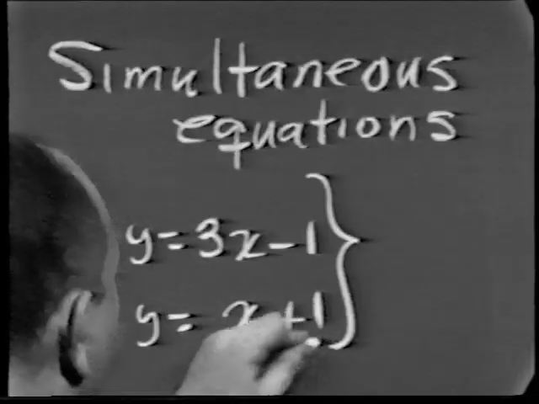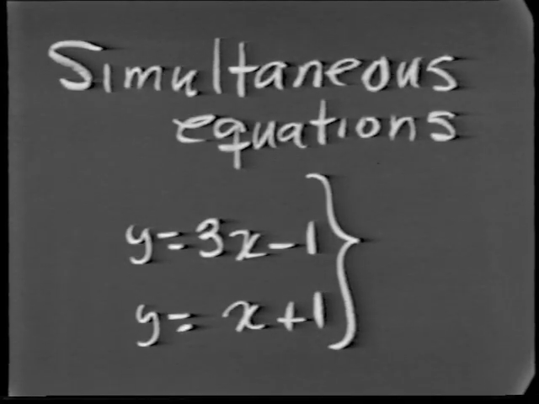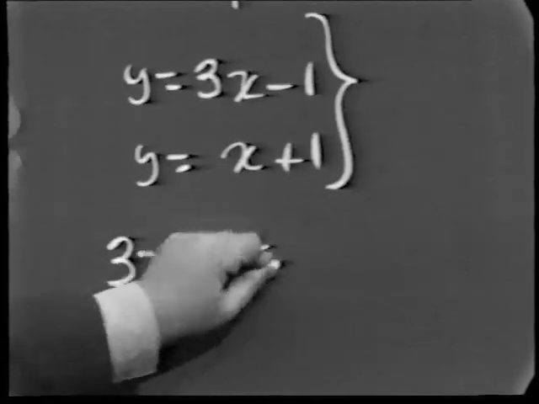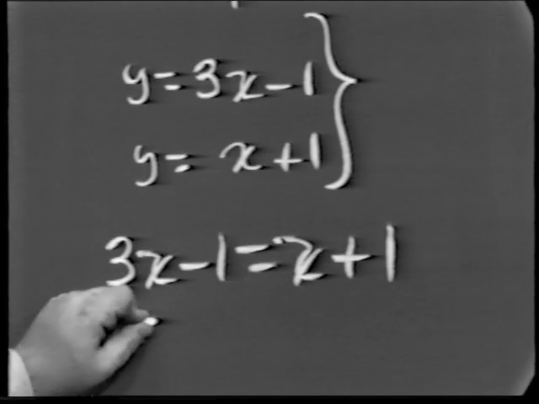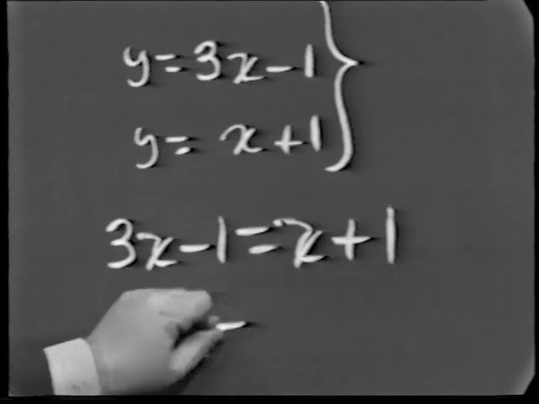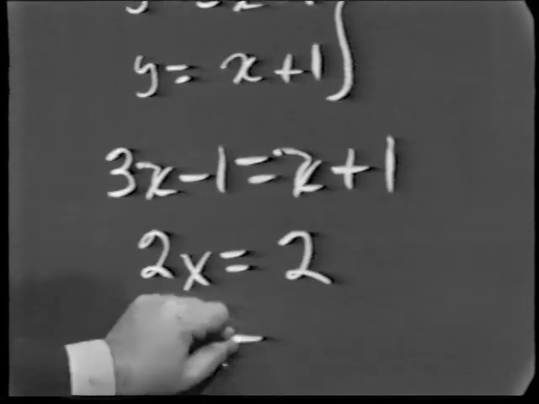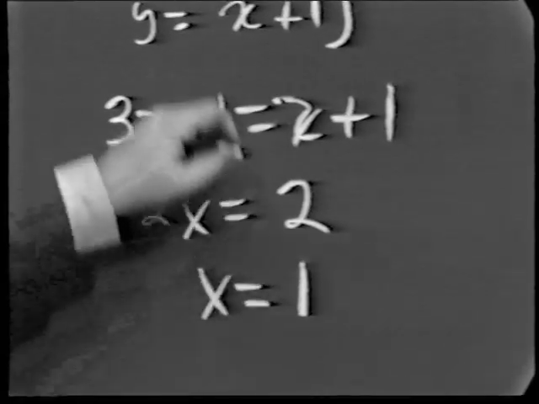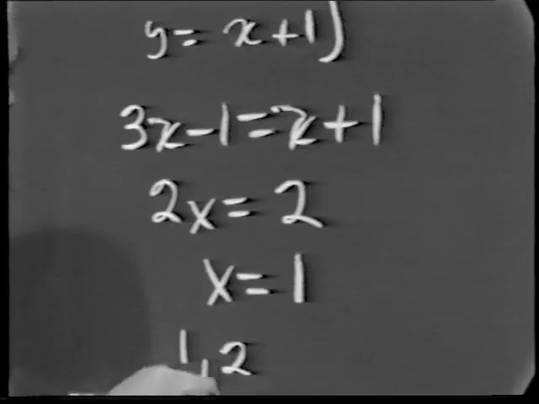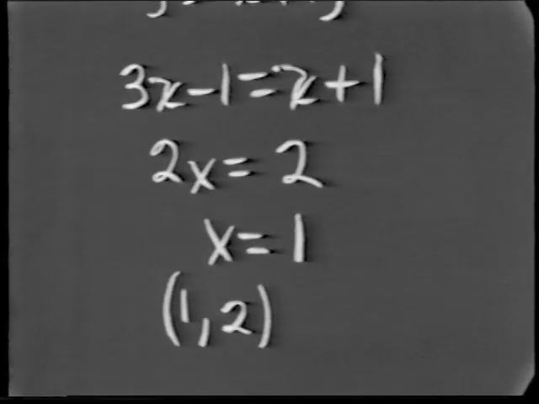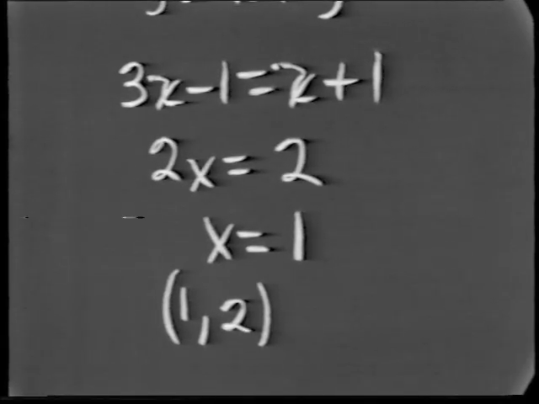Suppose you're asked to solve this pair of equations. You say, well, if y equals 3x minus 1, and it's also equal to x plus 1, that says that x plus 1 equals 3x minus 1. I now solve this algebraically. I get 2x equals 2, so x equals 1. Knowing that x equals 1, I can see that y equals 2. And I see that 1 comma 2 is my solution.